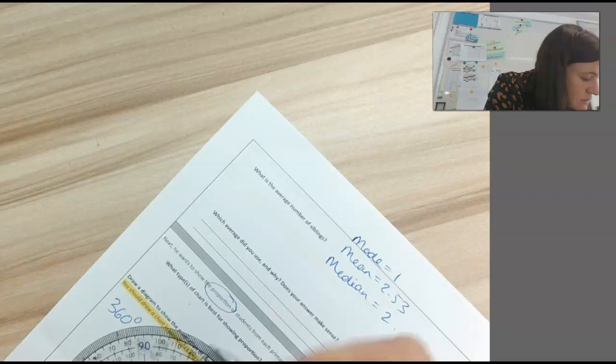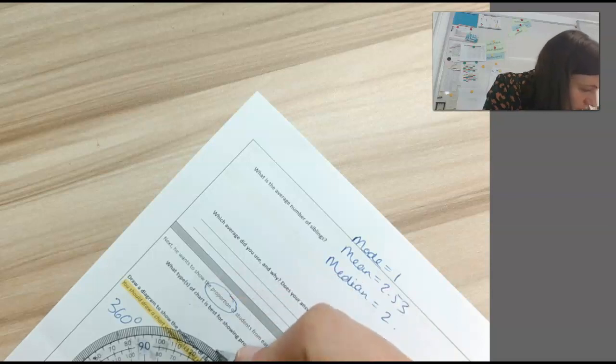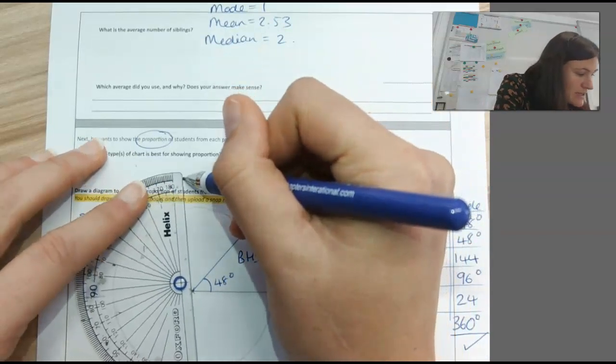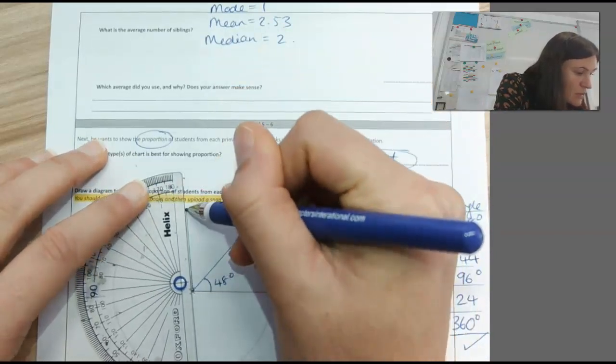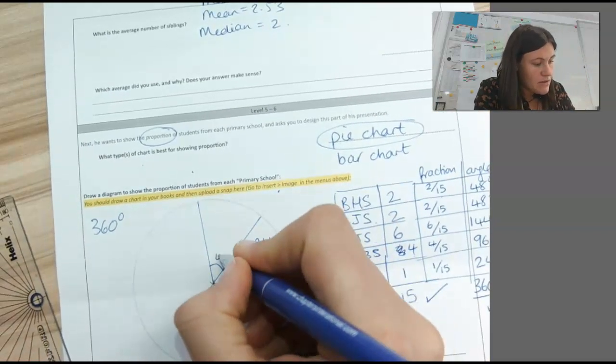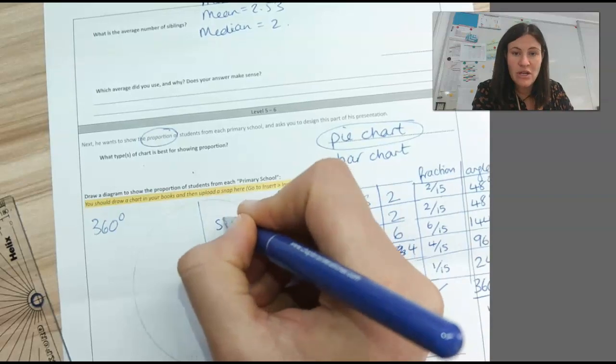0, 10, 20, 30, 40. My dot is out here. So I line up that dot and the center. But I don't go all the way until I hit the dot, just go to the edge of the circle. I've got another 48 degrees, SJS.